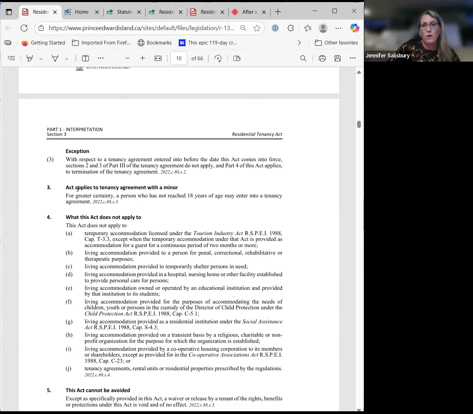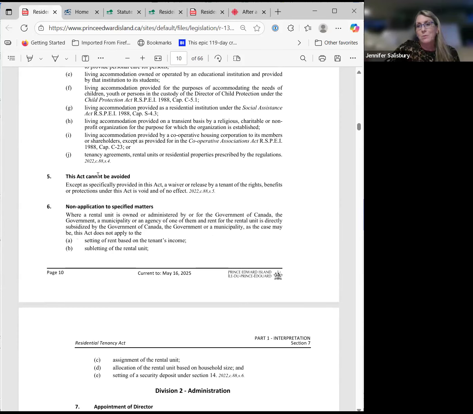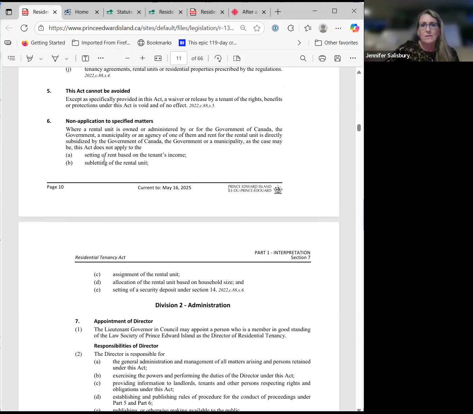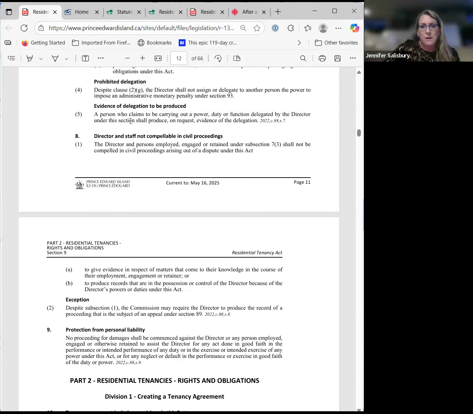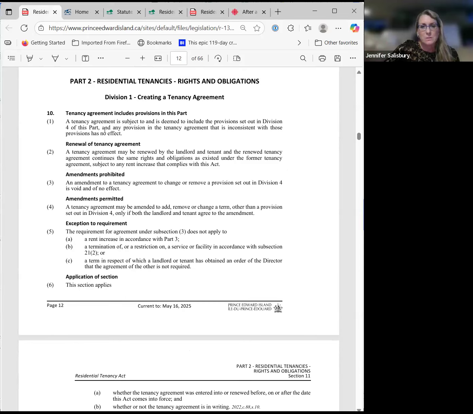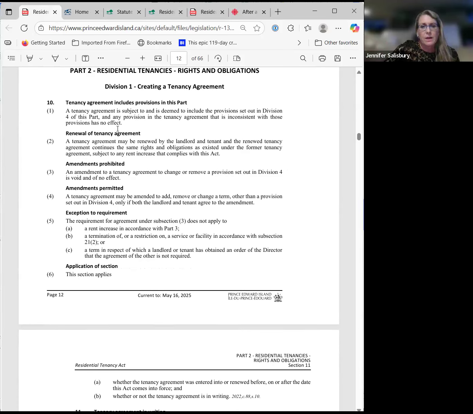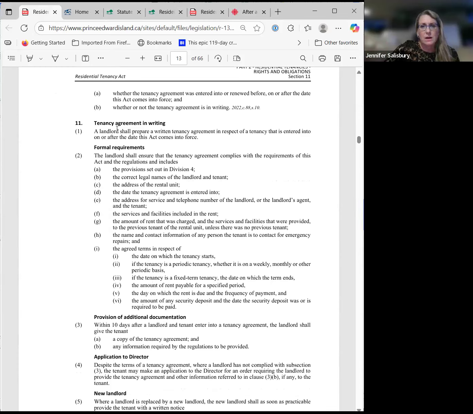Okay. So who this act does not apply to, and it goes through a bunch of different exemptions, a bunch. So I'm going to keep going. You can't put something in the lease that sidesteps the act. That doesn't work either. And then it talks about administration stuff. I'm not going to go into this. Rights and obligations. It talks about renewals of tenancy agreements, application.